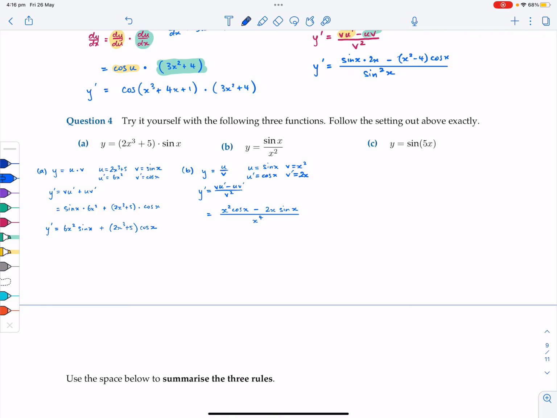And now C. Right, so I've got y equals sine of 5x. So y equals sine u, and u is 5x, right? I'm just going to write dy/du is cos u, right? And du/dx is 5. This could be a better way for me to set it out, right? So this gives us that, and that gives us that, right?